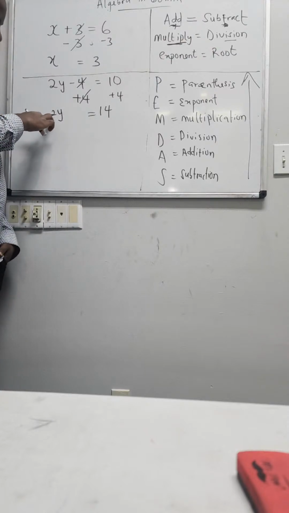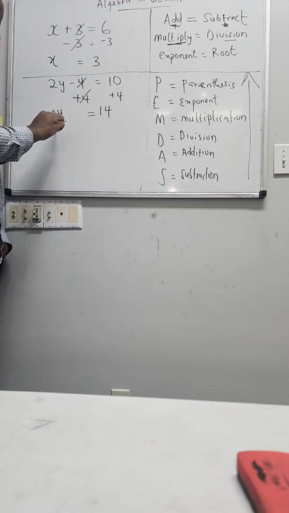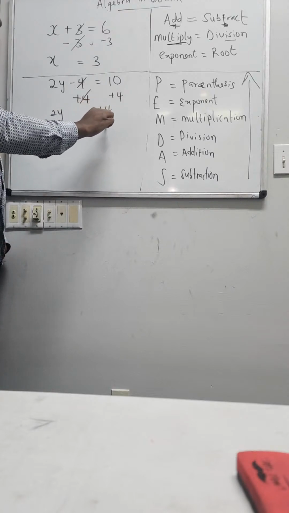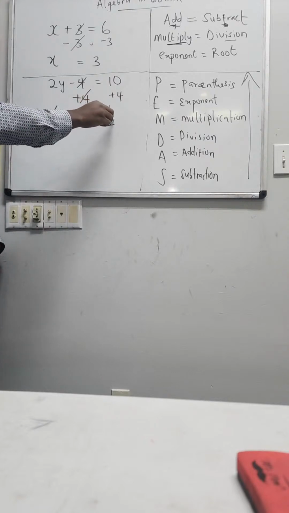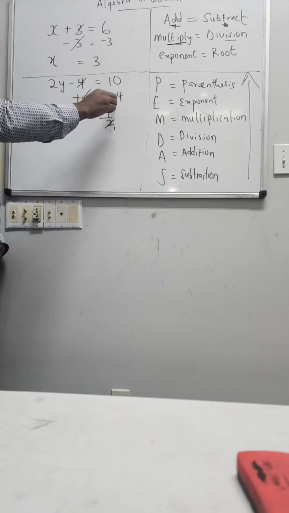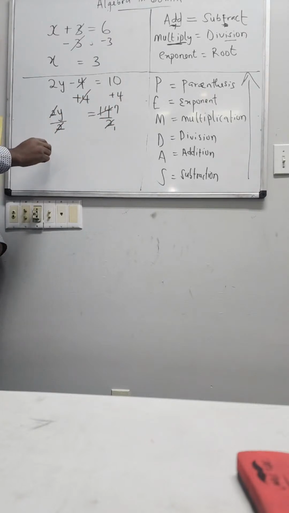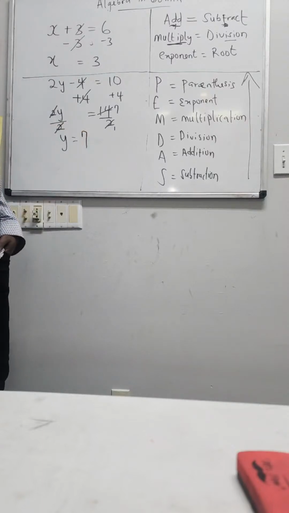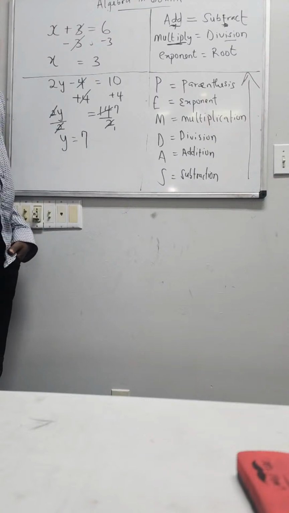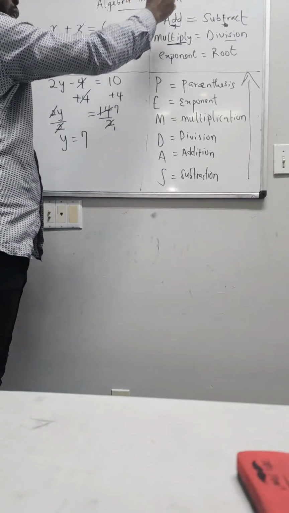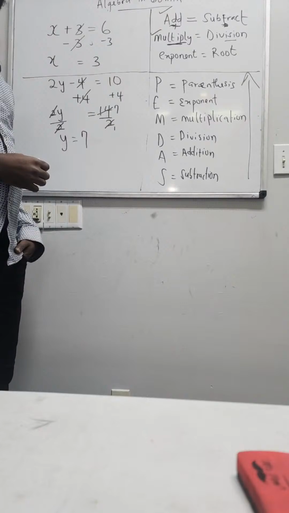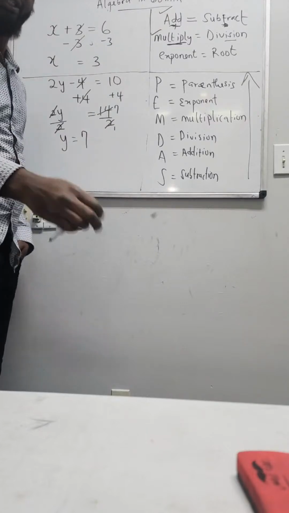And looking at this, 2 is the coefficient of y. So dividing by 2, 2 cancelled out, and in 14 we have 7. So here we have y equals 7. This is what you have. Now, we've talked about the application of this, and we've used the application of this. Let's look at more examples on this.